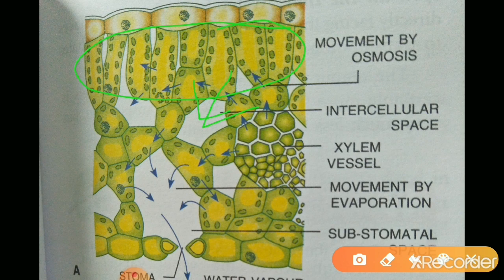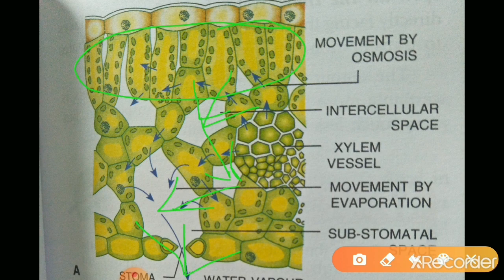Towards the intercellular space. When it reaches the intercellular space, it will saturate the air present where? In the intercellular space. That water vapor which reached the intercellular space moves to the next intercellular space, which are connected together. From one intercellular space the water vapor will move towards the next, and finally where will it reach? It will reach the substomatal space. From the substomatal space, this water vapor will escape out of the leaves through the stomata.